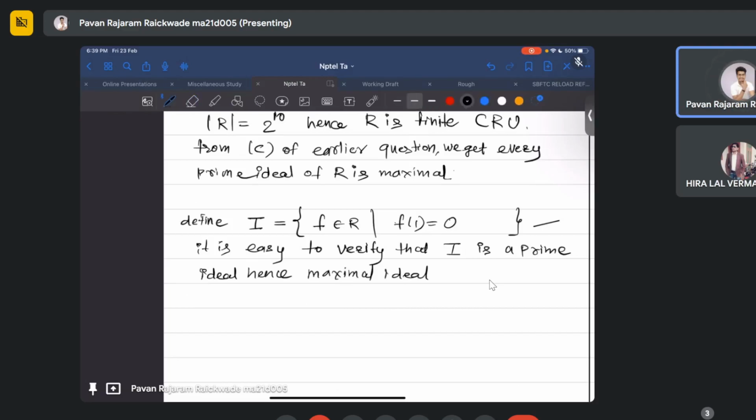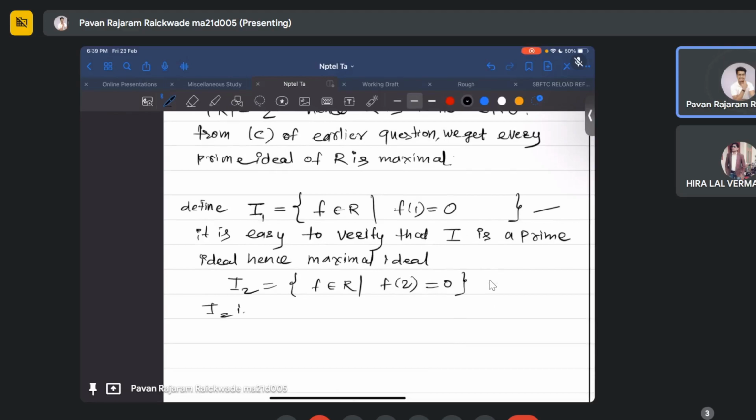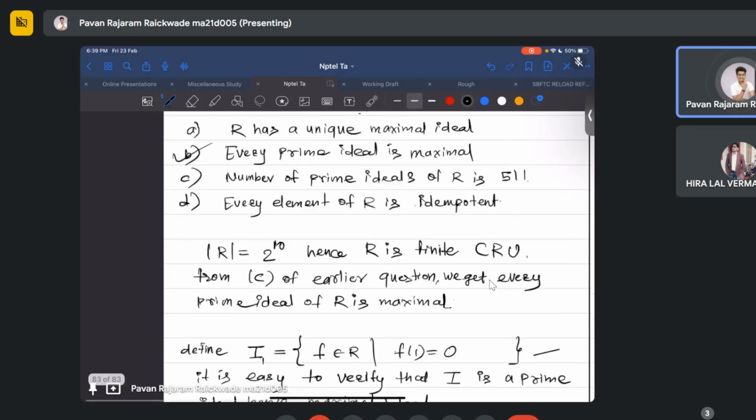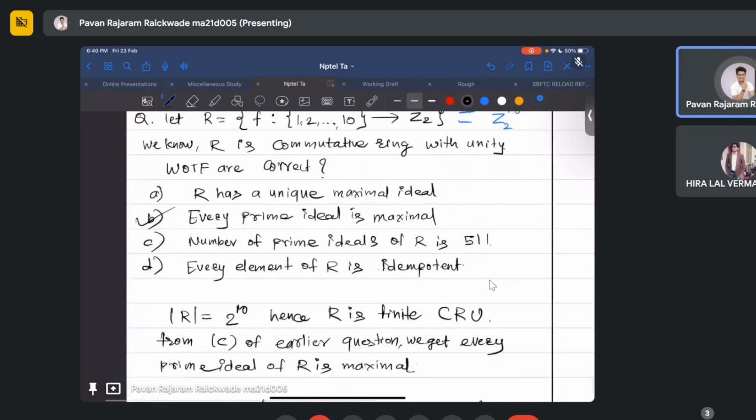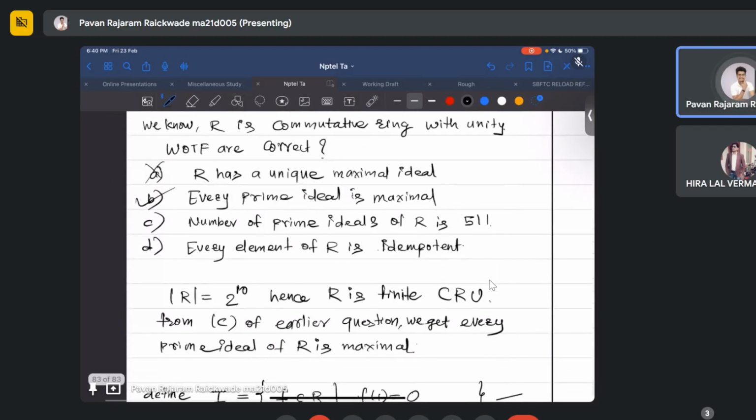And then you take another ideal called I2, which is the set of all functions which are 0 at 2. I2 is also prime, and hence a maximal ideal. So you have two different maximal ideals, right? That means the statement is wrong, that it has only one unique maximal ideal. This is wrong. So the number of prime ideals of R is... what is the question, proper or prime? Oh sorry, the number of proper ideals they ask.